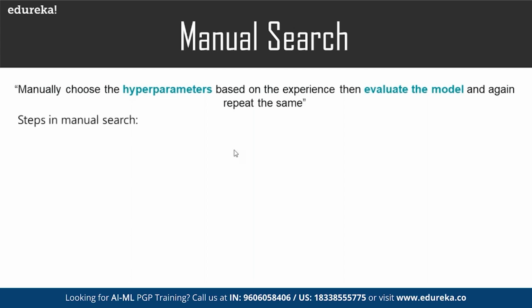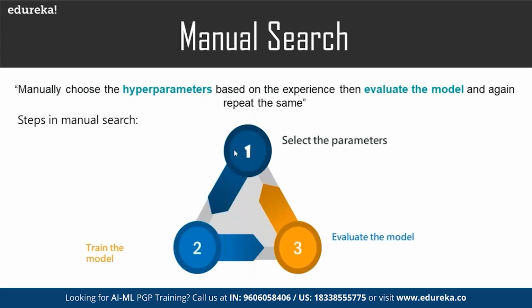So here we go. The steps in such a manual search are usually selecting the right parameters and then training the model. Training the model of course happens after the model selection, which is actually part of machine learning modeling. And then moving further, we would say the model evaluation.